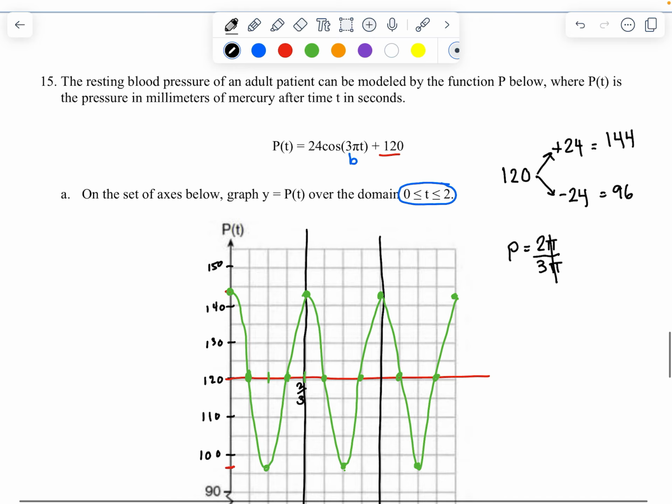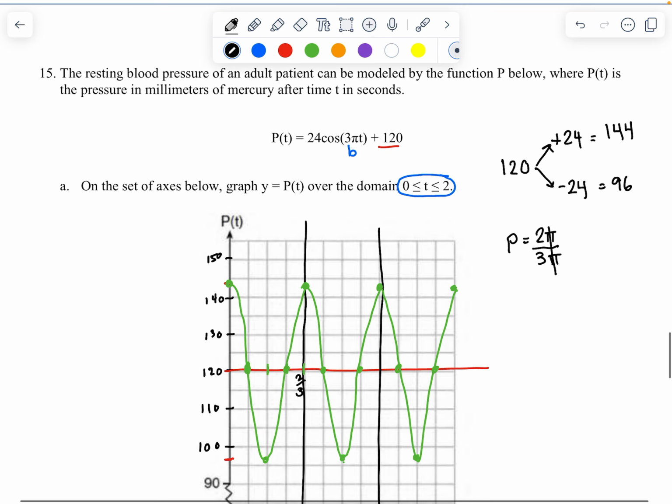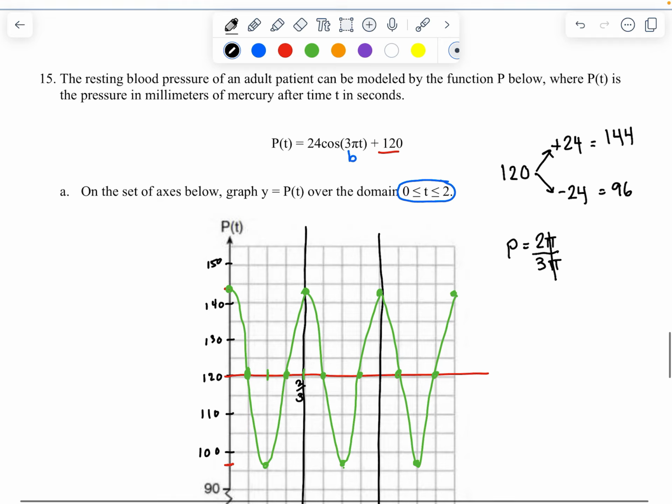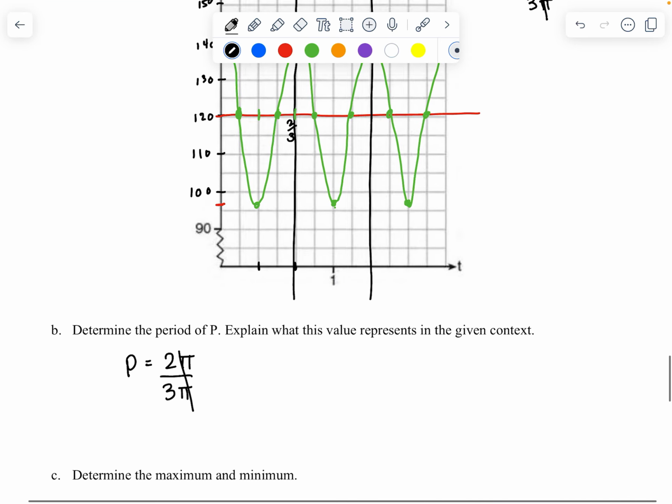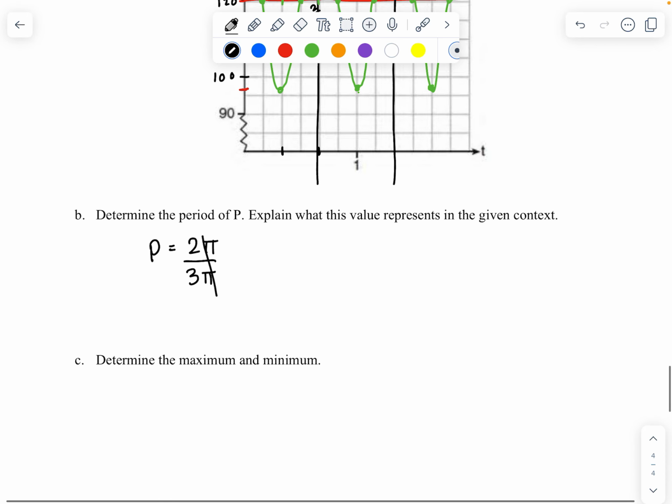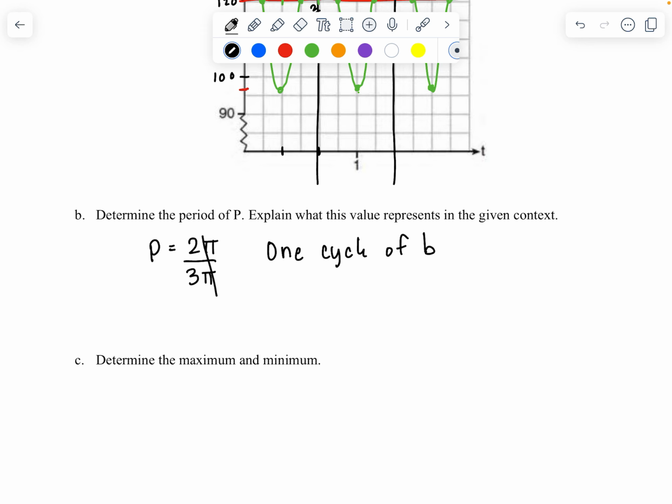So the resting blood pressure of an adult patient can be modeled by this function, the pressure in millimeters of mercury after time in seconds. So this is 1 cycle of blood pressure, and it is 2/3 seconds.